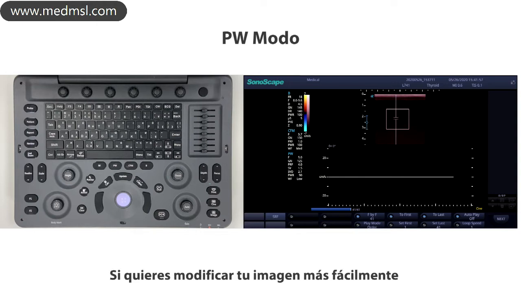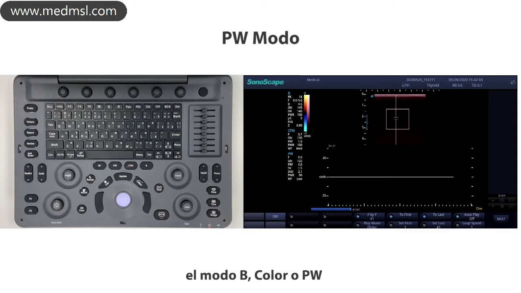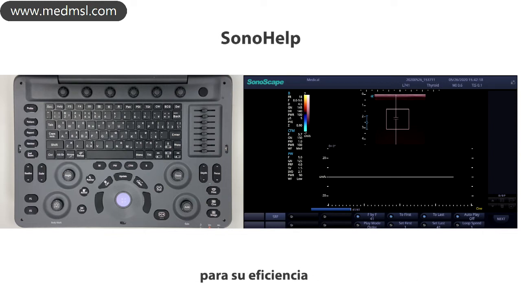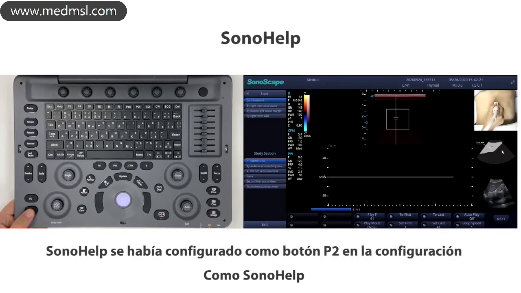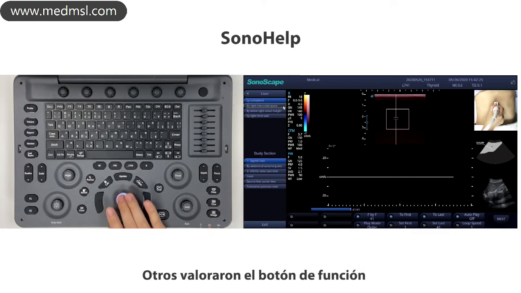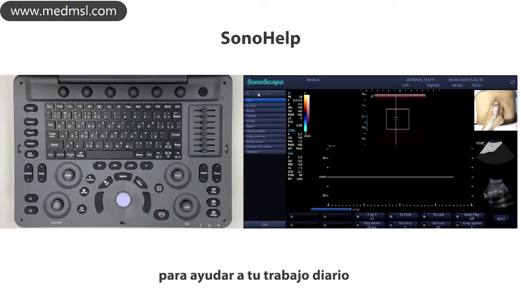If you want to modify your image more easily, just press Auto to help you automatically optimize the B, color, and PW mode. It saves your time for the comprehensive parameter adjustment. Besides the examination above, E-series is also equipped with practical functions for your efficiency, such as Sonohelp, which could provide you guidance of exam. Other useful function buttons are also displayed on the keyboard to help your daily work.